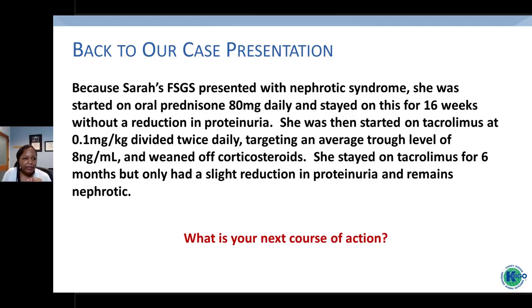So going back to our case, because Sarah's FSGS presented with nephrotic syndrome, she was started on high-dose prednisone and stayed on this for 16 weeks without an adequate response. She was then started on a calcineurin inhibitor and treated for some time, for 6 months, but only had a slight reduction in proteinuria and clinically still remains nephrotic. And now the question to you is, what is your next course of action?